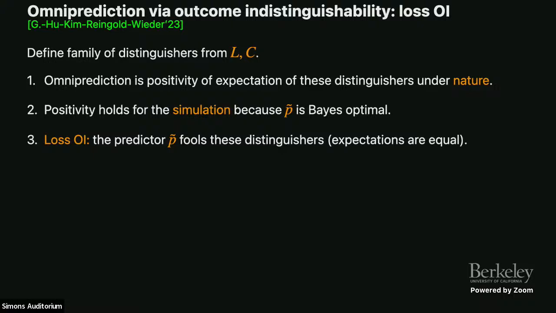So conceptually, at least, this is a very simple and transparent way to get to the notion of omniprediction. The question is whether this is actually going to work. The point here is that we only wanted positivity of this expectation. That's what omniprediction is. But because we're encoding it in the language of loss OE, we're going to ask for something stronger. We're going to say that these two expectations are actually going to be equal. So if this expectation is one, we want the other expectation to be one. If it's 0.5, we want that to be 0.5. So we are enforcing a much stronger condition than positivity.